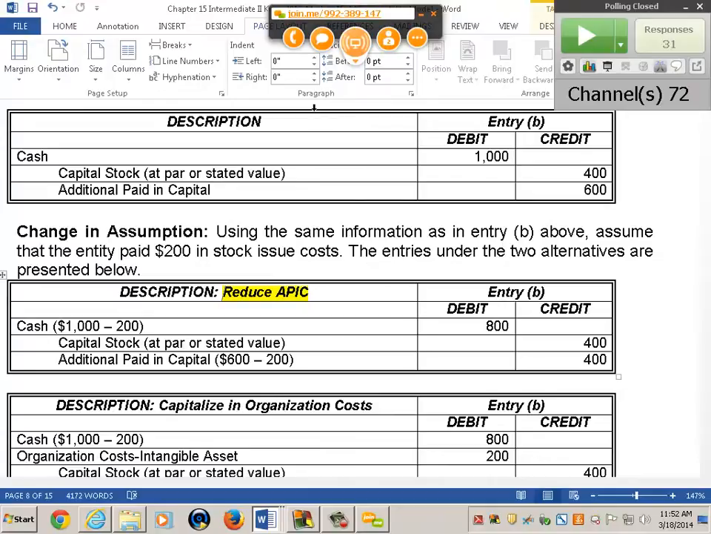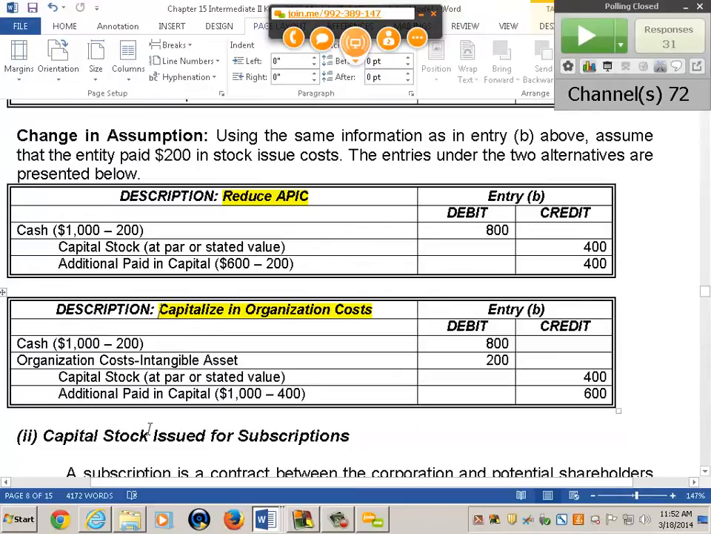Now the other option, of course, is to create the intangible, and you capitalize them or defer them just like you would do the bond issue costs, and in this case you still leave the underwriter with 800 in cash, but now you create an asset for 200. So the debits for cash of 800, organization costs, which we'll consider an intangible, is going to be 200, and capital stock is credited at par, and additional paid in capital does not change. It's the original amount. So the $1,000 original price of the stock minus the par is still going to give you surplus of 600. It does not change.